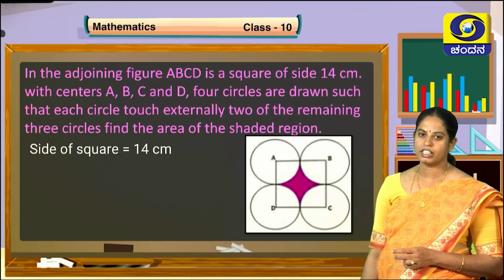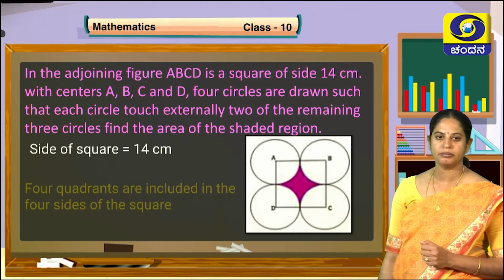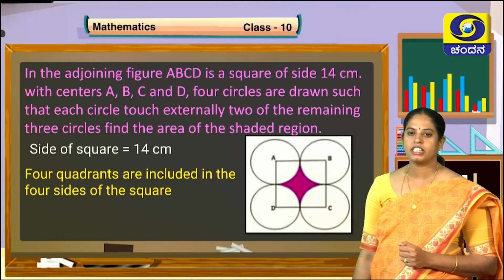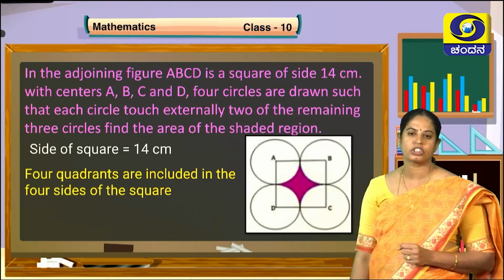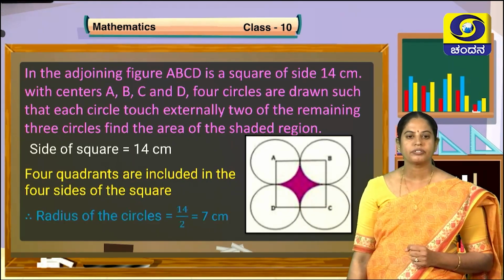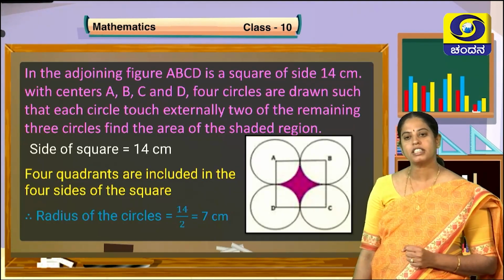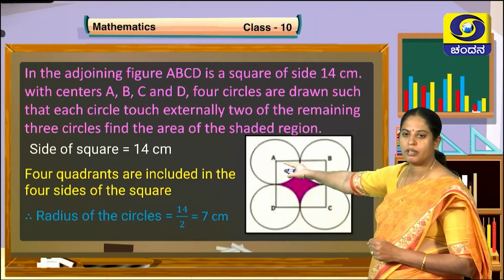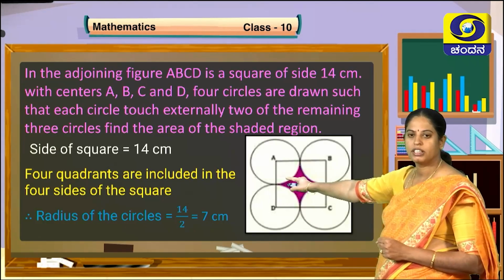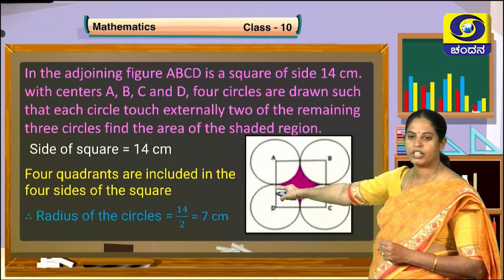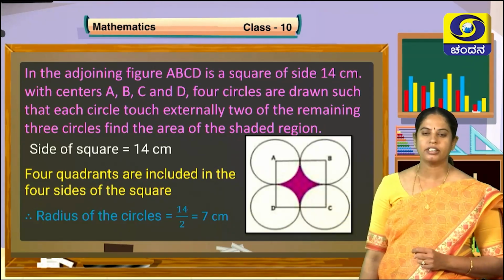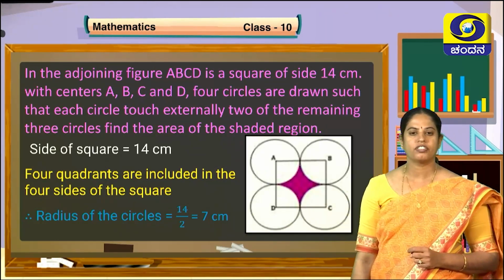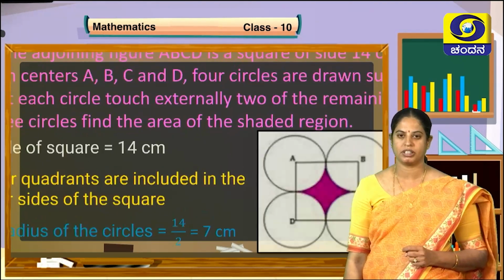So, given side of square is 14 centimeter. 4 quadrants are included in the 4 sides of the square. Radius of the circle is what? You can observe this is 14. Here are 2 quadrants, that means 14 by 2 is 7 centimeter. The radius of each quadrant is 7 centimeter.